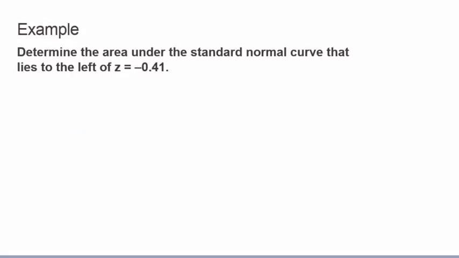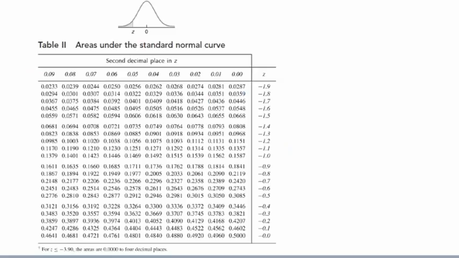Example: determine the area under the standard normal curve that lies to the left of z equals -0.41. Drawing a sketch, our z-score is to the left of 0, and the area is to the left of a z-score of -0.41. So again, we want to go to our table.